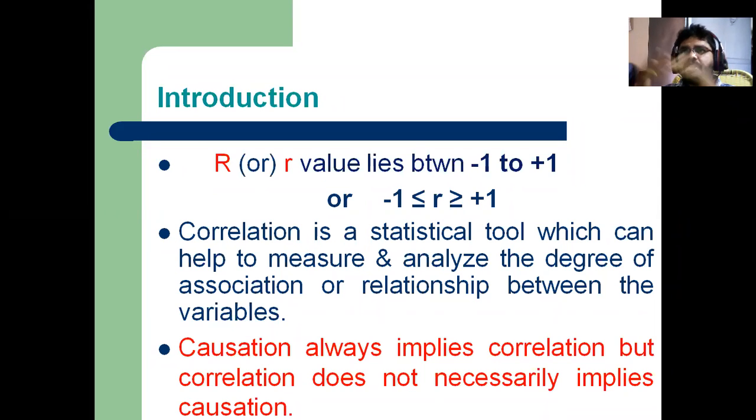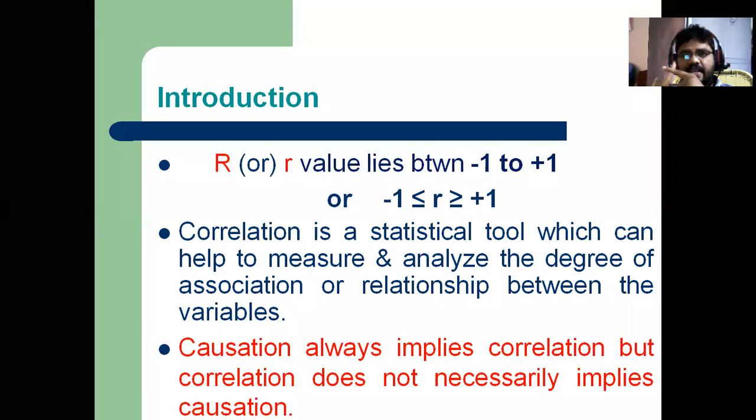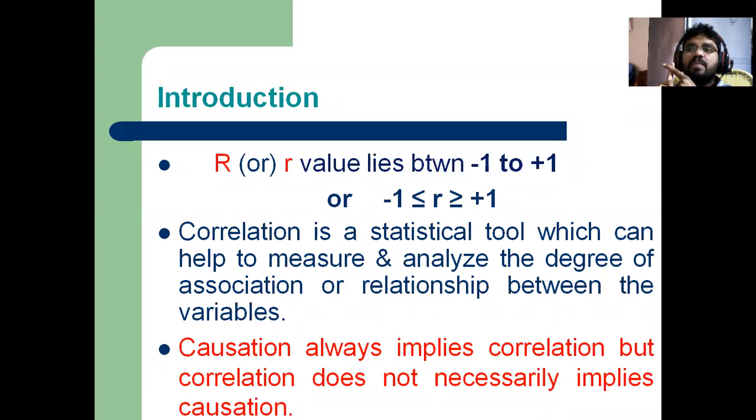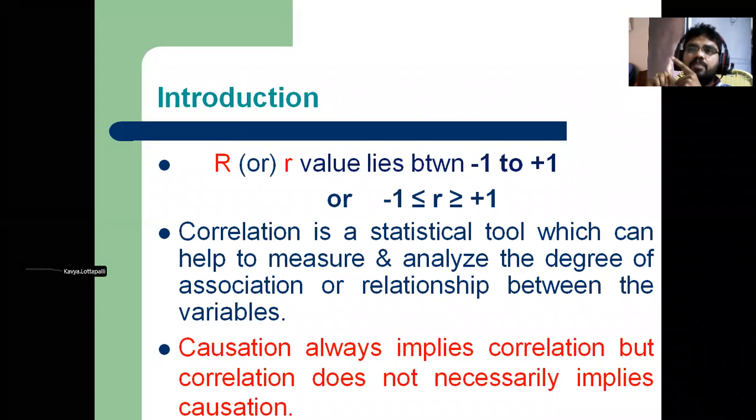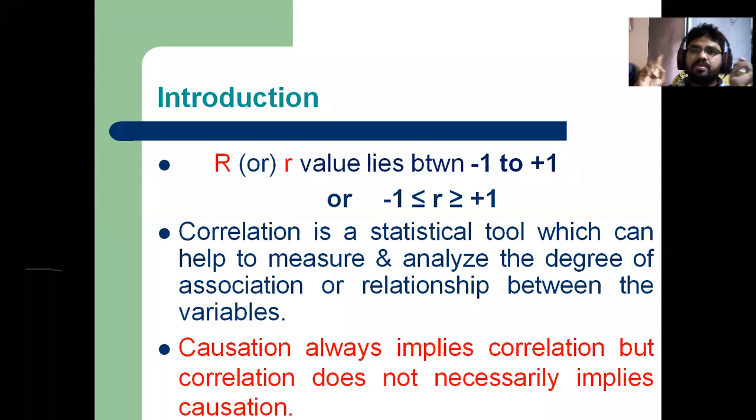Sometimes we will use the multivariate relationship also there. Then here, why can we use the correlation analysis? That is a major part. The correlation is a statistical tool, nothing but a statistical technique, which can help to measure and analyze the degree of association or degree of relationship between the variables.